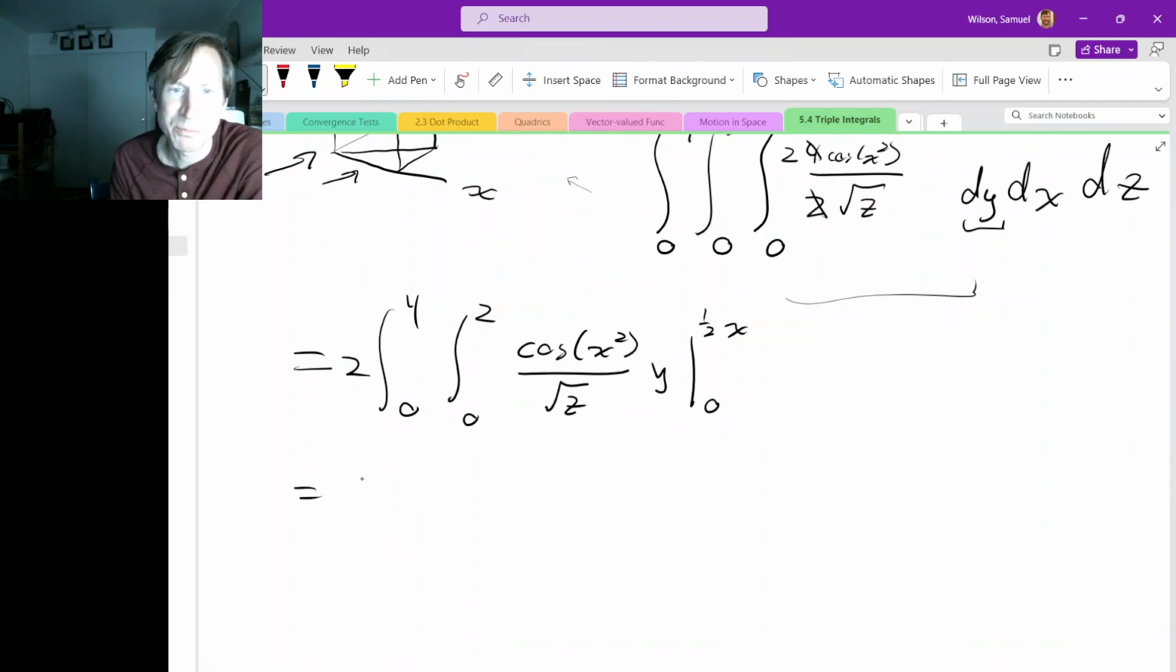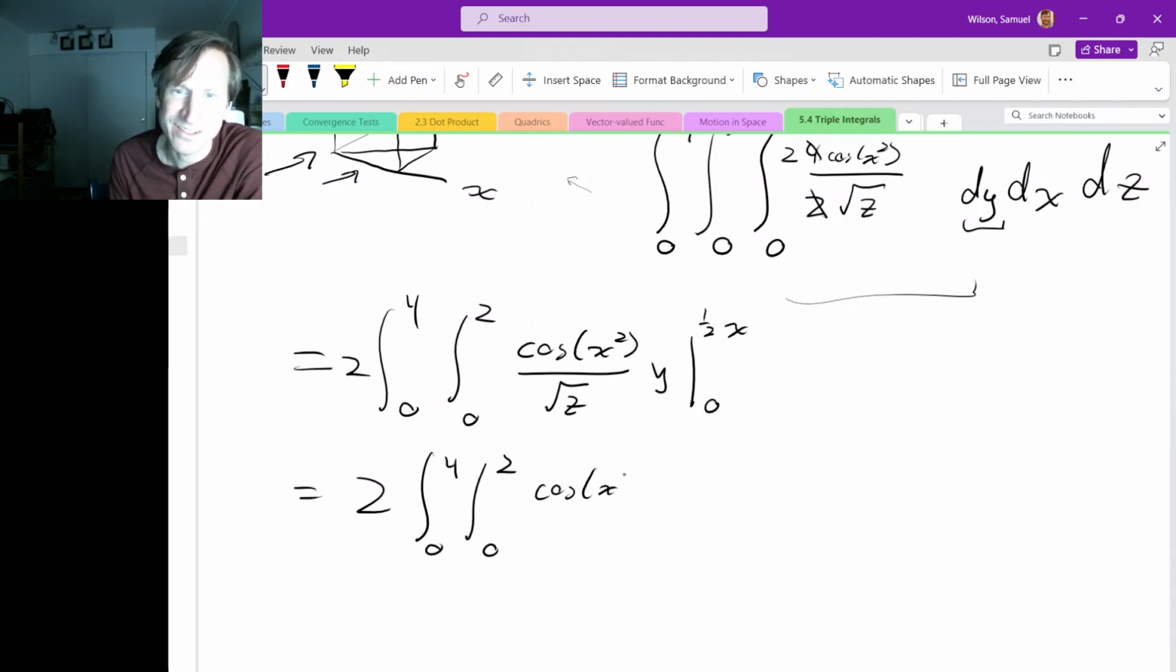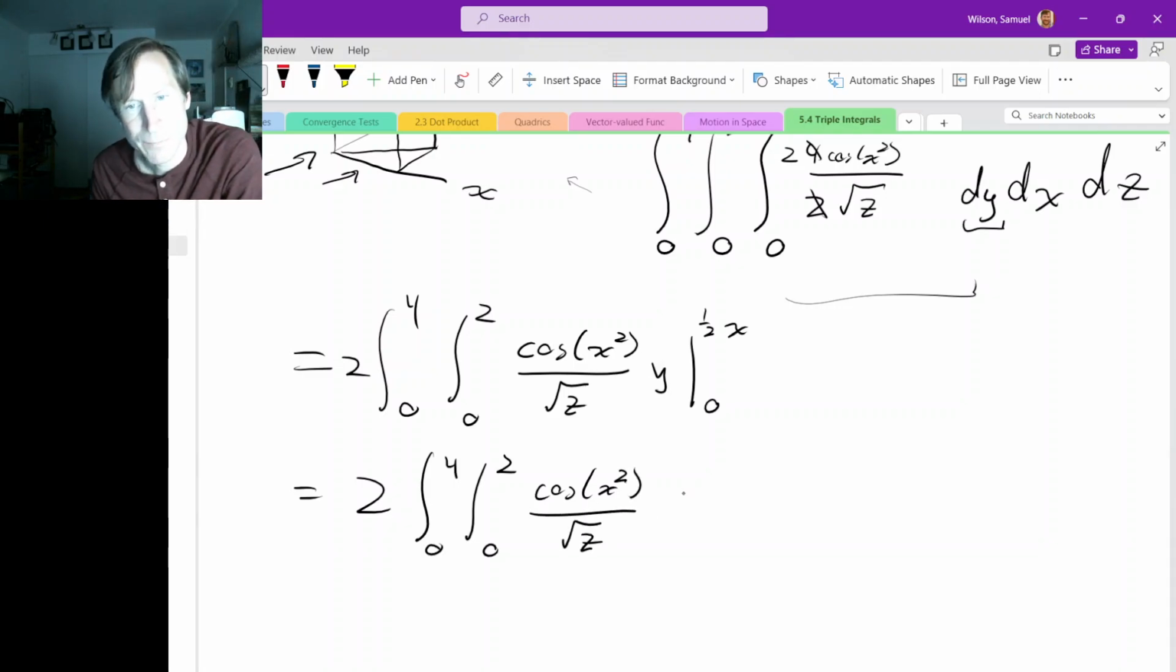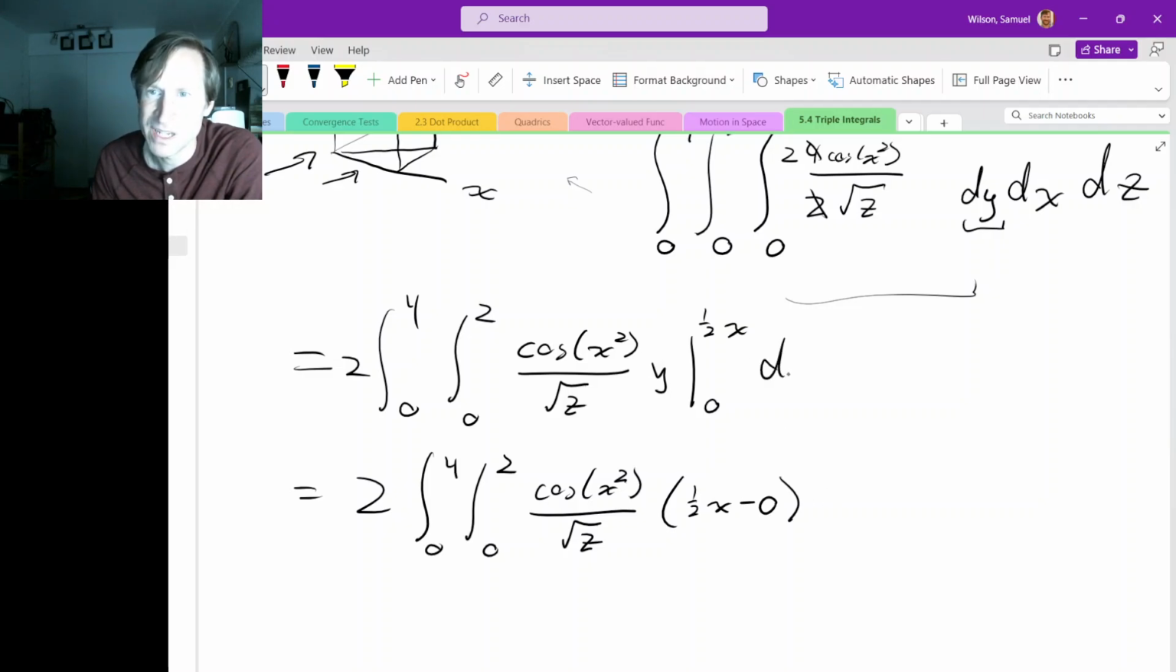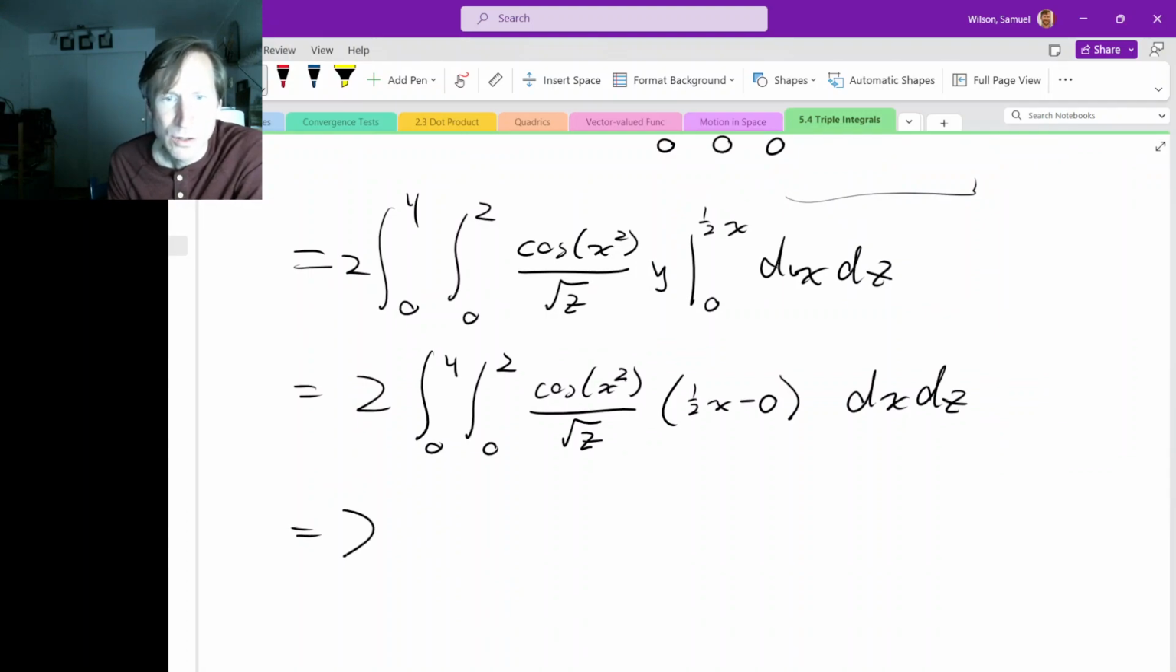Okay, so now when we plug in these bounds, we get 2 times the integral from 0 to 4, integral from 0 to 2, cosine x squared over square root of z. Now we need to plug in our bounds. 1/2 x minus 0. I left off my dx and my dz here. I need a dx and a dz. Okay. And now I guess for one thing, this 1/2 cancels that 2, so we don't need this 2 anymore.